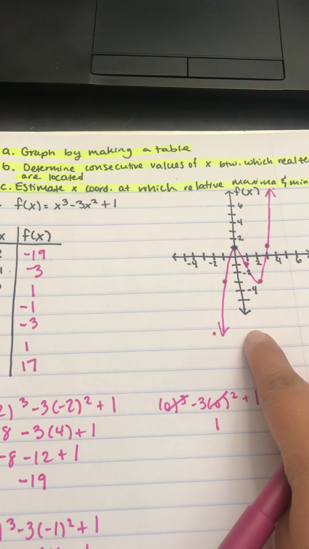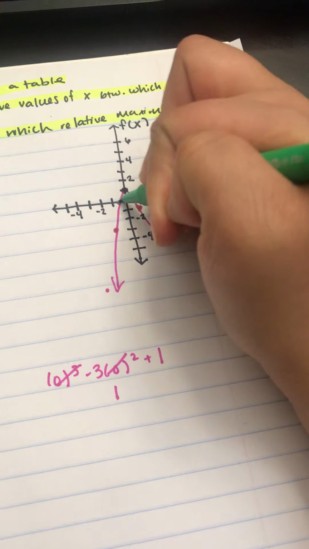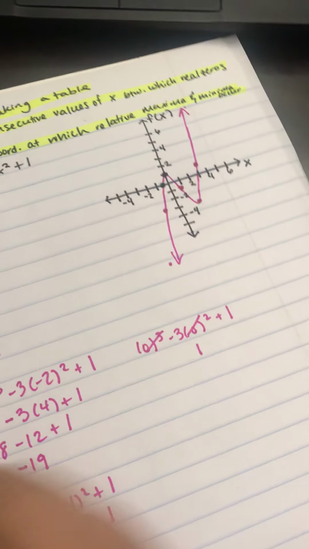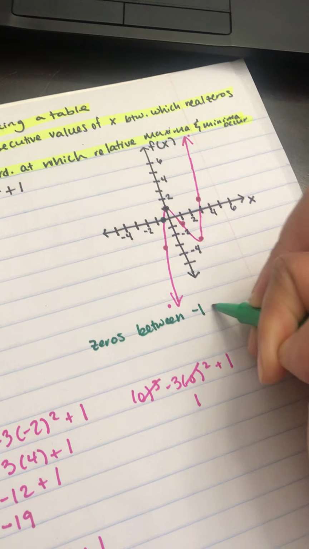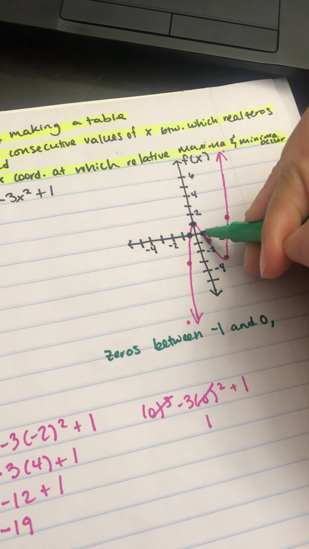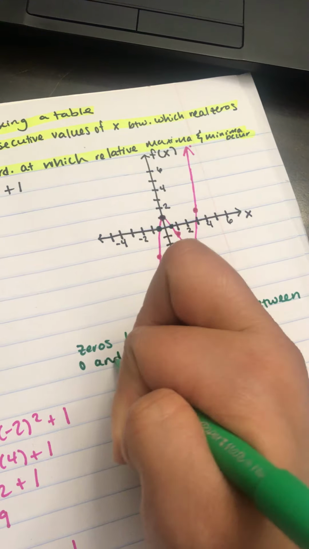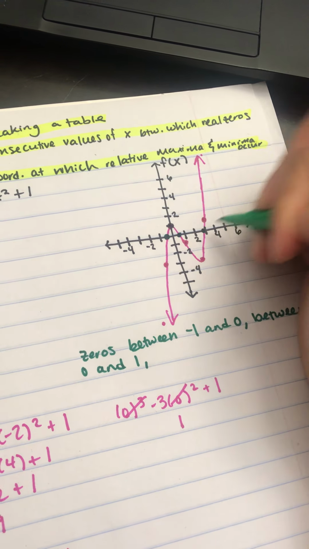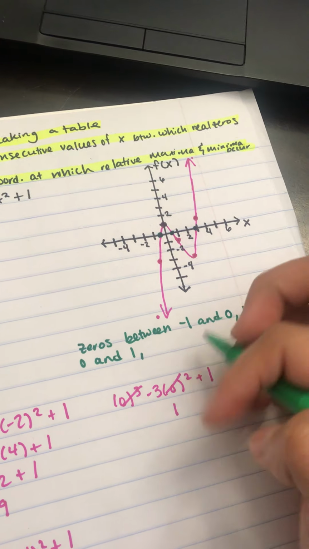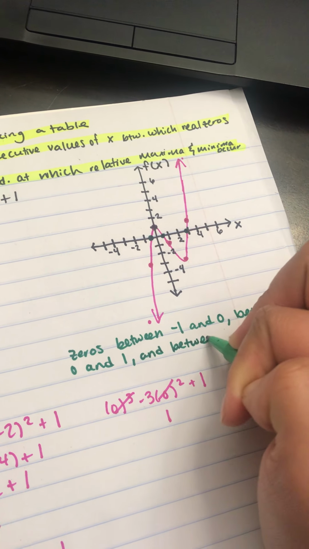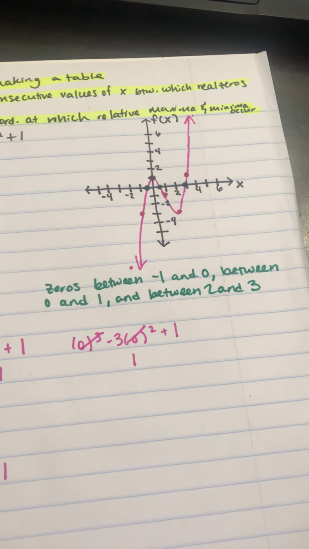Once you graph, your step 2 is to determine where the zeros are located. So here we have a 0 between negative 1 and 0. So I'm going to say there's a zero between negative 1 and 0. My next zero occurs here, which is right between 0 and 1. And my last zero occurs right here, right between 2 and 3. So I had 3 zeros. They're not at perfect whole numbers, so I have to say where they fall in between.